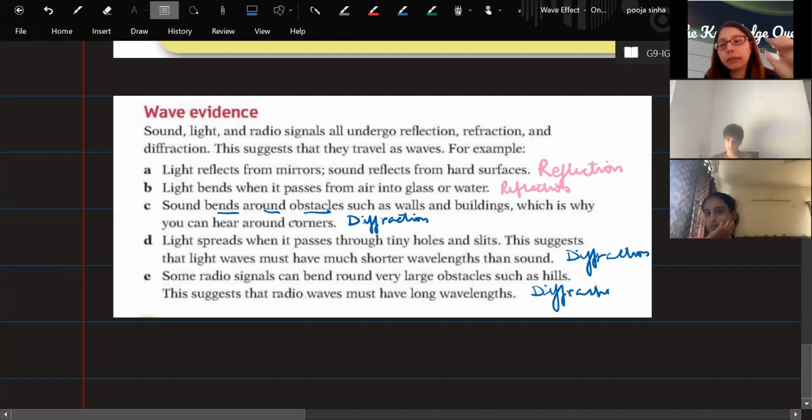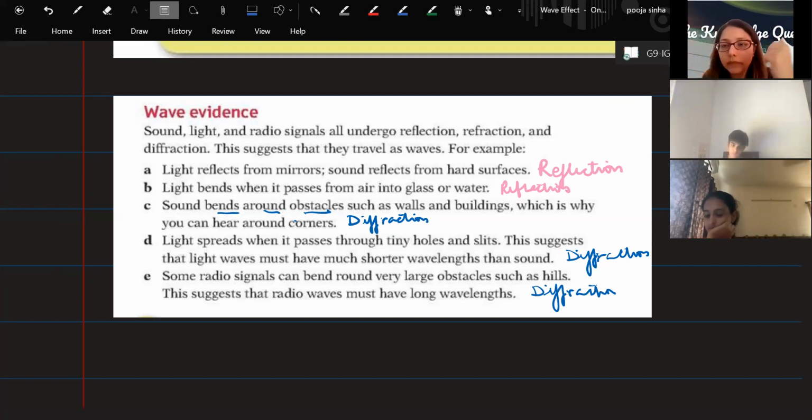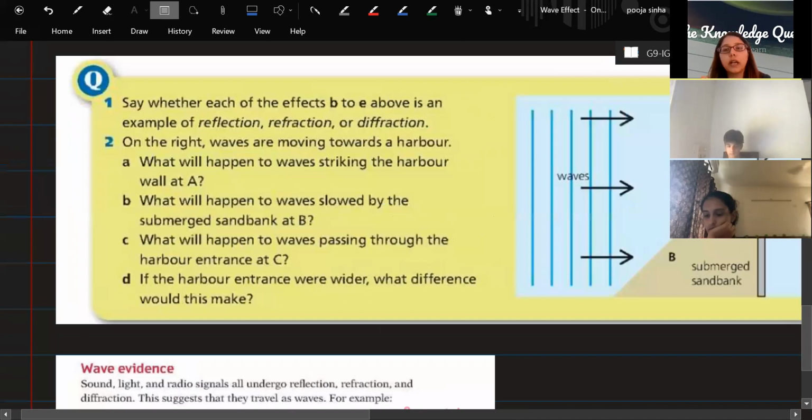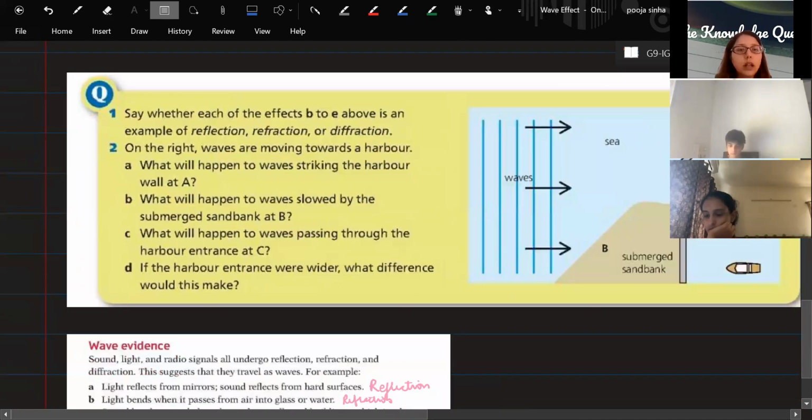Understood? Bending means diffraction. And passing through something means refraction. Bouncing back from something is reflection. Clear? On the right, waves are moving towards a harbor. What will happen to waves striking the harbor wall at A?